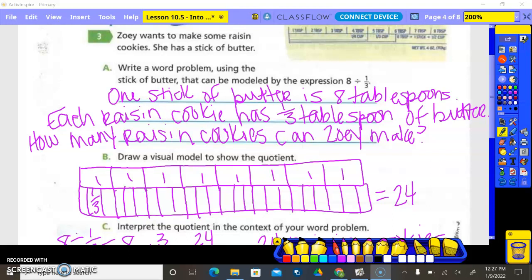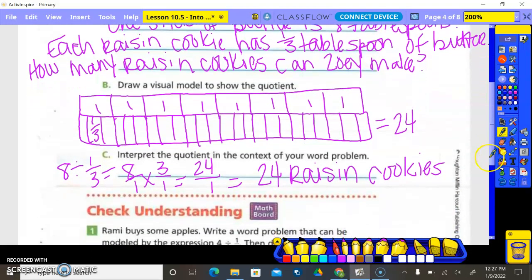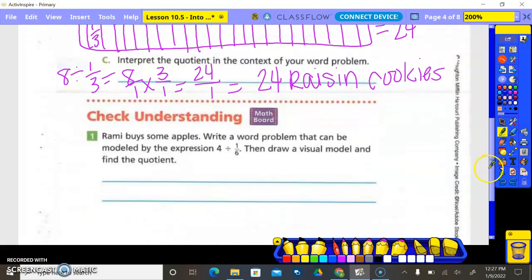So for our visual model, we drew 8 one-whole pieces. Then we broke each of those 8 pieces into third-size pieces. So each of those little sections represents 1/3. And then we ended up getting 24 sections. So if we do an actual equation, that would be 8 divided by 1/3, which equals 8/1 times the reciprocal of 1/3, which is 3/1, which equals 24/1. And then we got 24 raisin cookies.